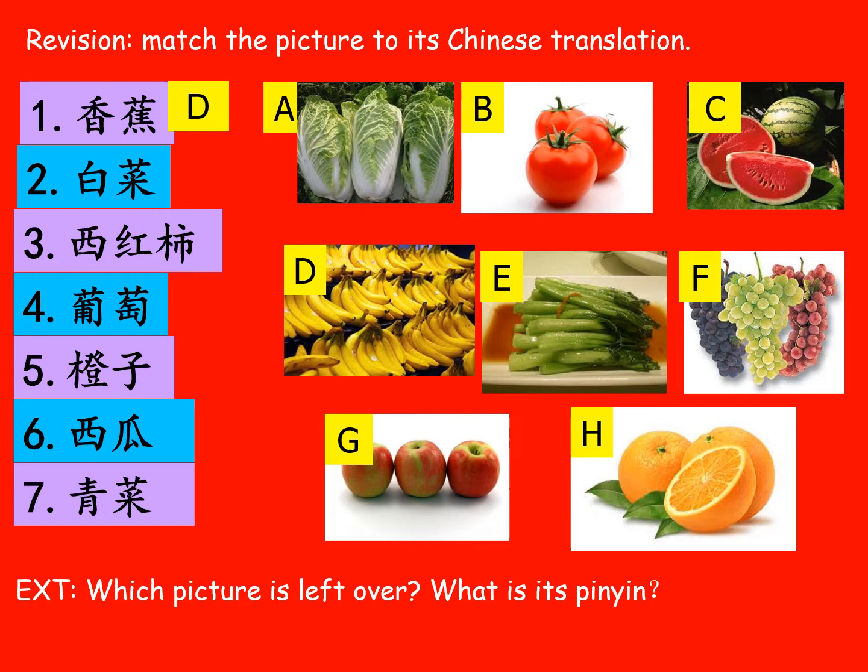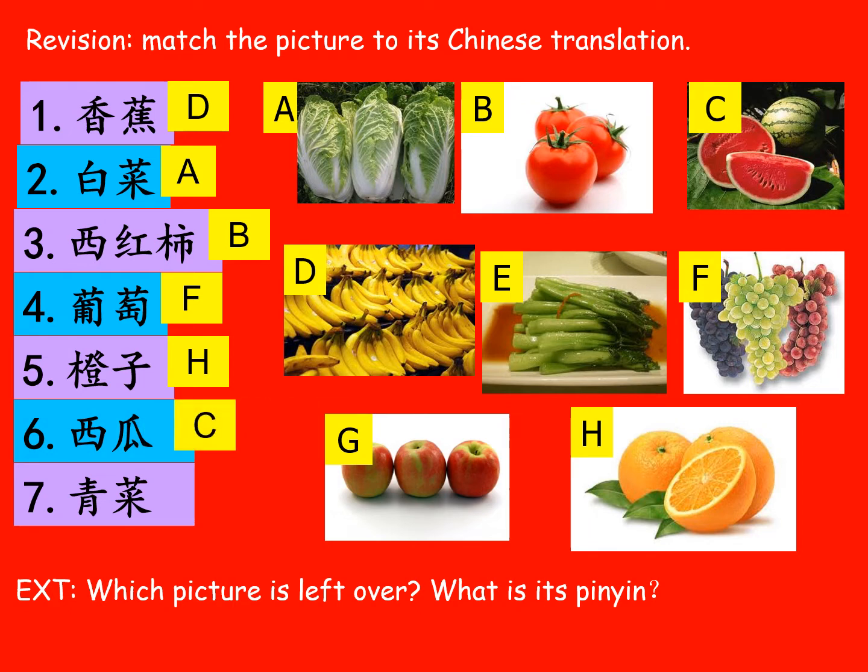Okay, so 第二个白菜 Chinese cabbage. 3西红柿 tomatoes. 对，第四个葡萄什么意思？Meaning grapes. 很好。第五个橙子什么意思？Orange. 很好。第六个西瓜什么意思？Watermelon. 非常好。最后一个 the last one. 最后一个青菜什么意思？Greens. 很好。Therefore, if you have a look at the extension, what picture is left?